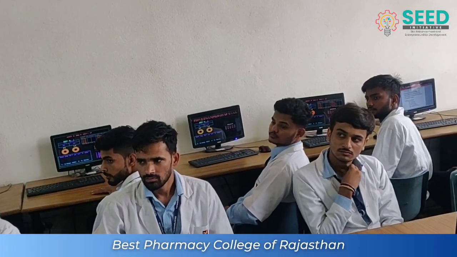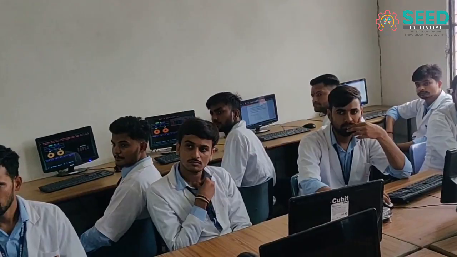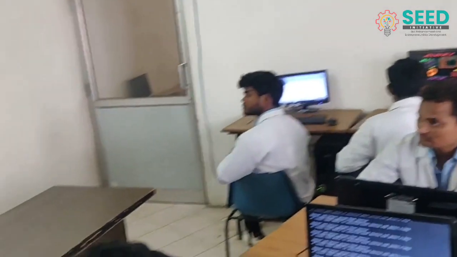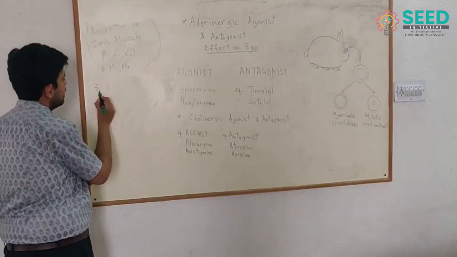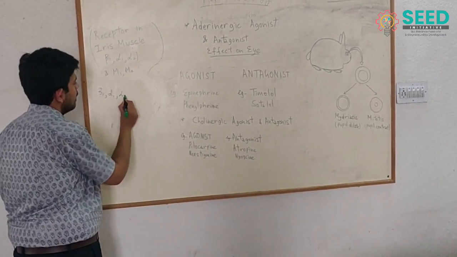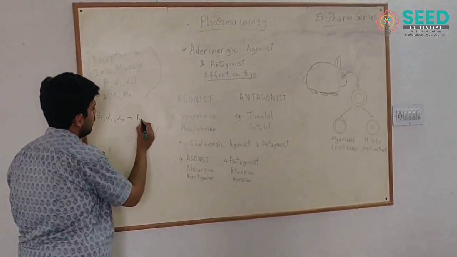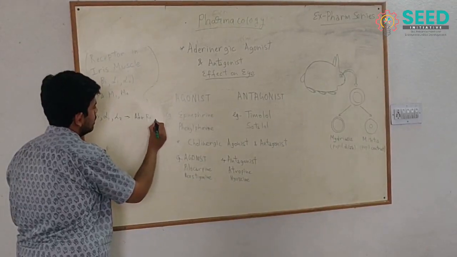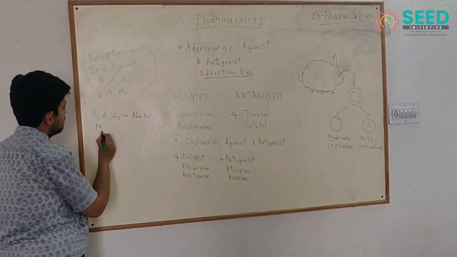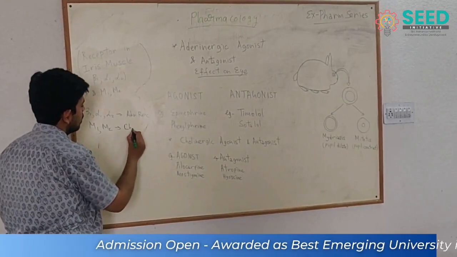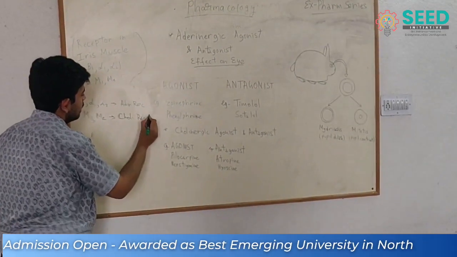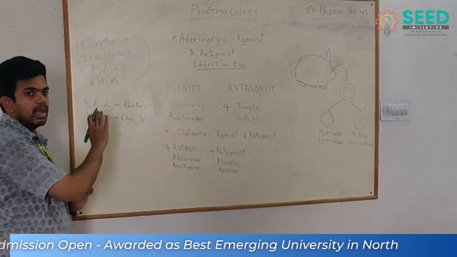We have to remember that iris muscles contain these receptors: beta 1, alpha 1, alpha 2, muscarinic 1 and muscarinic 2. In this, your beta 1, alpha 1 and alpha 2 are your adrenergic receptors, and your muscarinic 1 and muscarinic 2 are your cholinergic receptors.